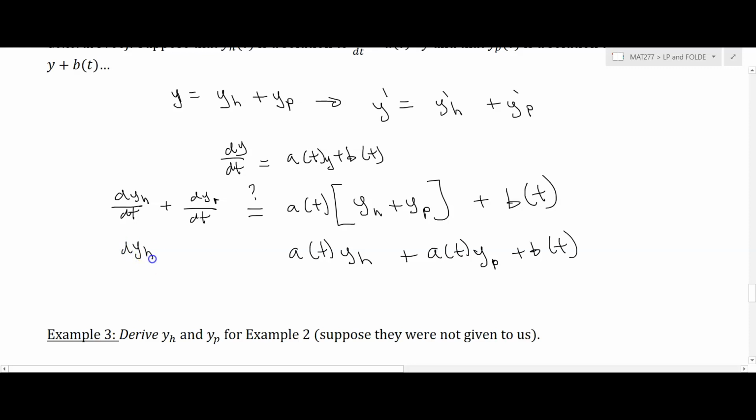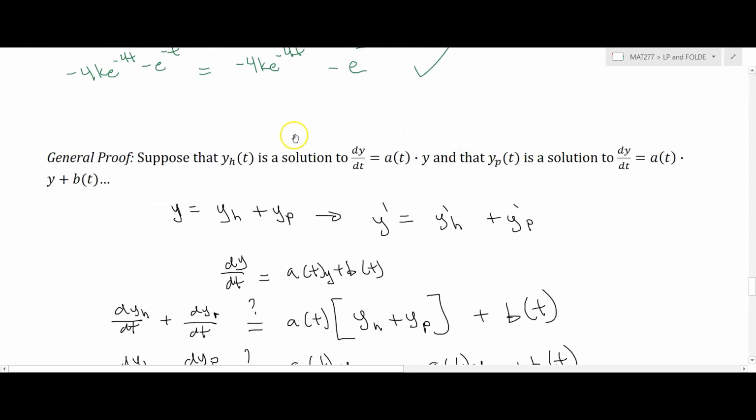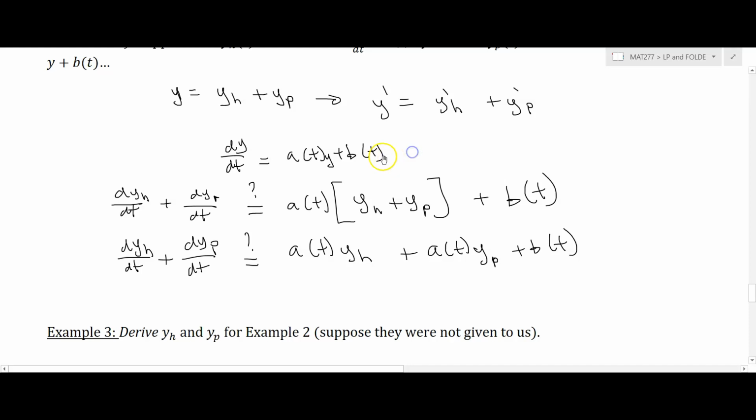And I want to see if these two sides are equal, but there's not much algebra to go off of here. The only thing that I'm allowed to use is the fact that I know, from the supposition, that y sub h is a solution to this.